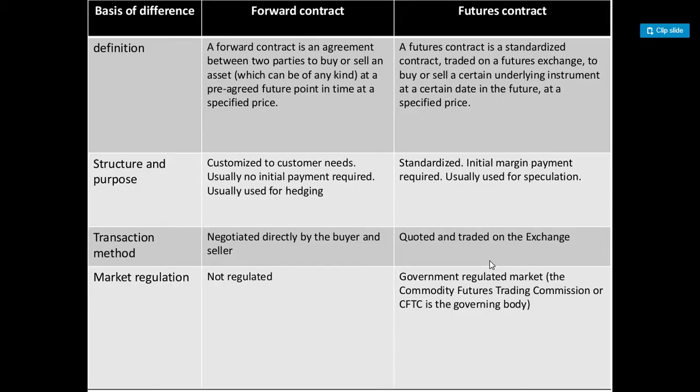The other one is market regulation. Forward contracts are not regulated actually, whereas future contracts are regulated. There will be a commodity futures trading corporation, which will act as the market regulator, and they will be looking after all the things.